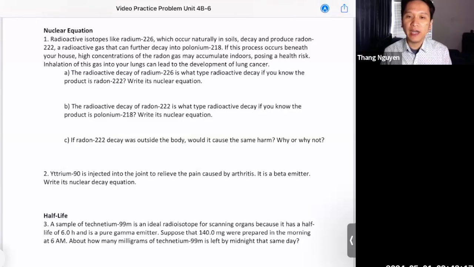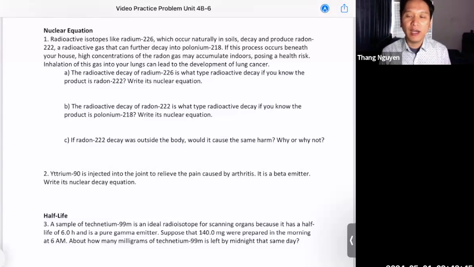And it's all about nuclear chemistry. So chemistry that's happening inside the nucleus of the atom, which is a very rare type of chemistry. So let's take a look at the first problem here. Radioactive isotopes like radium-226, which occurs naturally in soils, decay and produce radon-222, a radioactive gas that can further decay into polonium-218. If this process occurs beneath your house, high concentrations of the radon gas may accumulate indoors, posing a health risk.